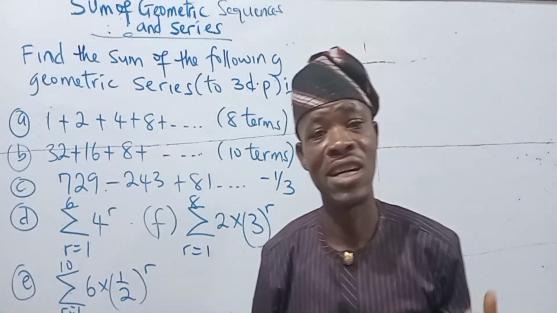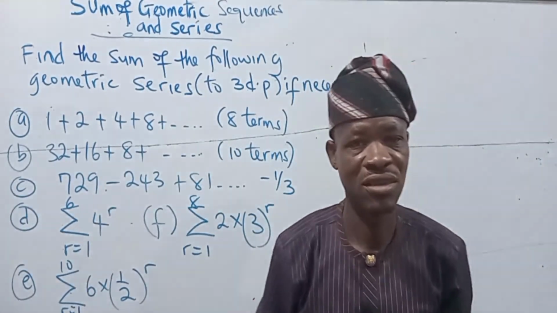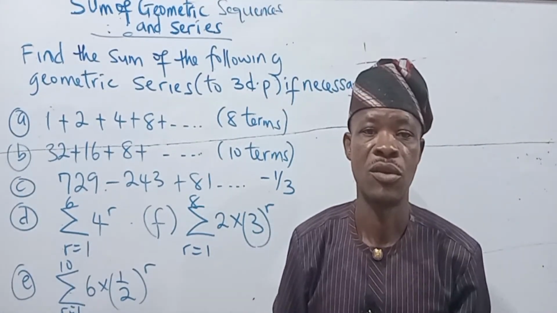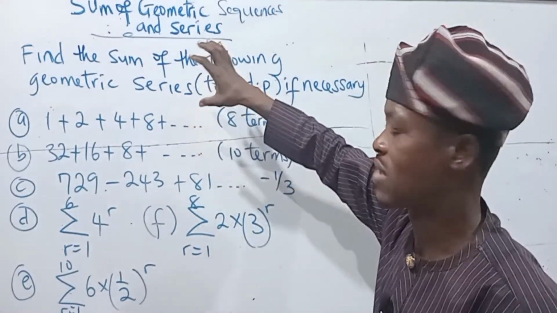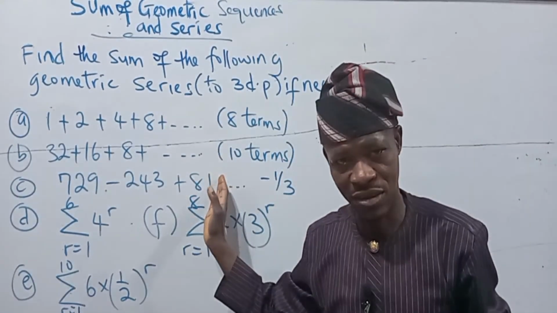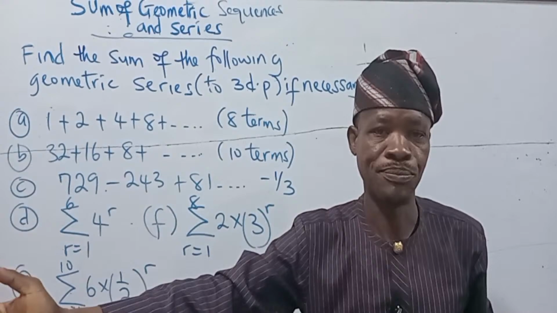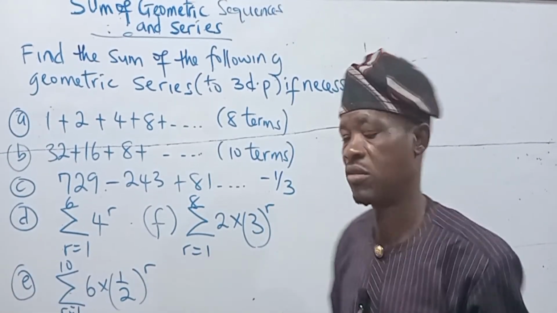Okay, we are looking at the sum of a geometric sequence and series. We have the question here, but before we start the question, let's lay the foundation to these aspects. What is the formula for geometric sequences and series?